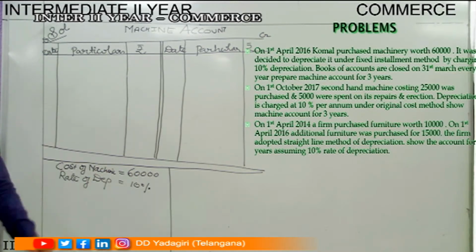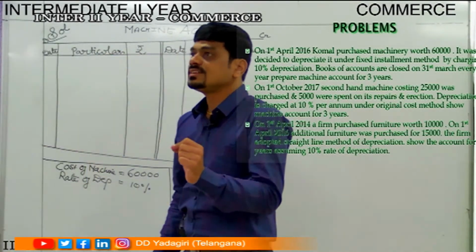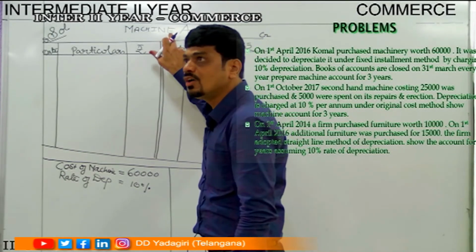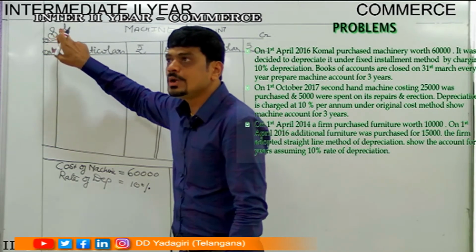Now we are purchasing the asset. What is the entry I told for purchasing the asset? Entry for purchasing the asset is asset account debit. That is machine account debit. So machine account, which side? Debit side. We are doing posting.